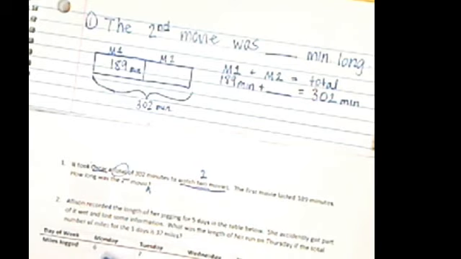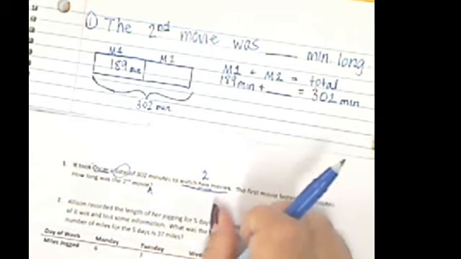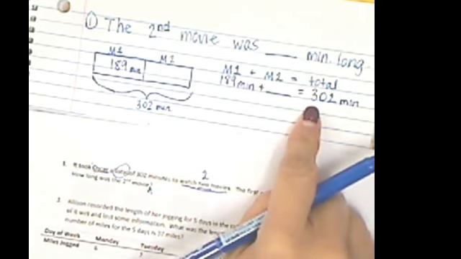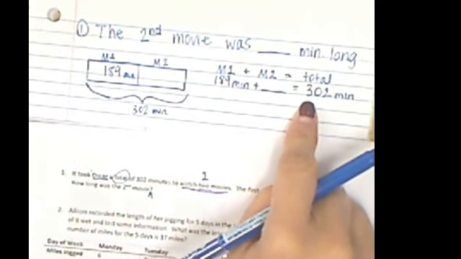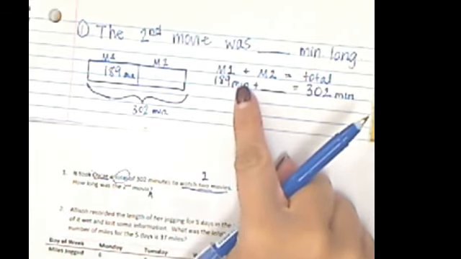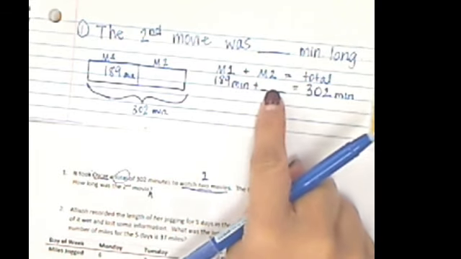Okay, have you thought about it? Maybe you've already written it down. Well, if I have 302 minutes, how am I going to figure this out? I need to subtract, okay? So in order to find the missing piece, I'm going to have to subtract to find this blank right here.